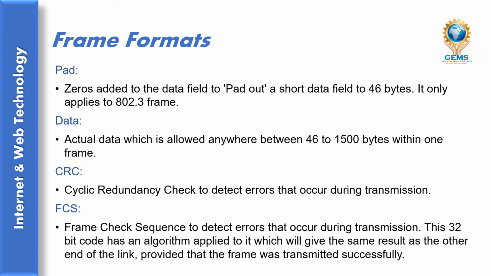CRC is nothing but cyclic redundancy check, to detect errors that occur during transmission. And the FCS, frame check sequence, also detects errors that occur during transmission. This 32-bit code has an algorithm applied to it which will give the same result at the other end of the link, so that proves the frame was transmitted successfully.